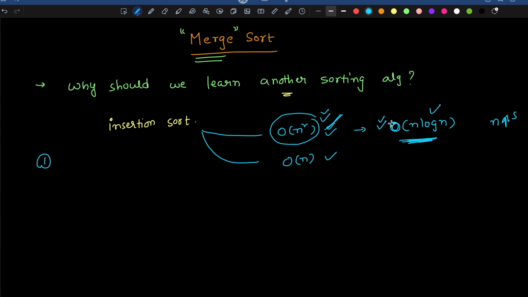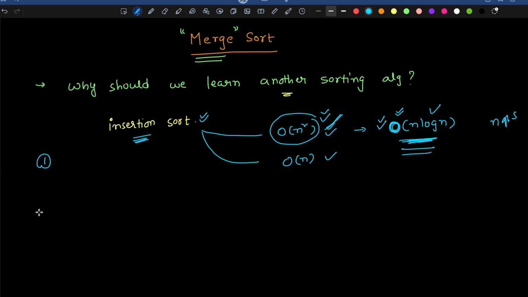And from now onwards, whenever I say order of, I mean big O notation unless stated otherwise. So if there exists an algorithm whose worst case time complexity is order of n log n, it is certainly better than my insertion sort algorithm in the worst case. As the input size increases, the new algorithm will perform better than insertion sort. We will show in this chapter that merge sort has worst case time complexity order of n log n. This is one important reason we should learn another sorting algorithm called merge sort.